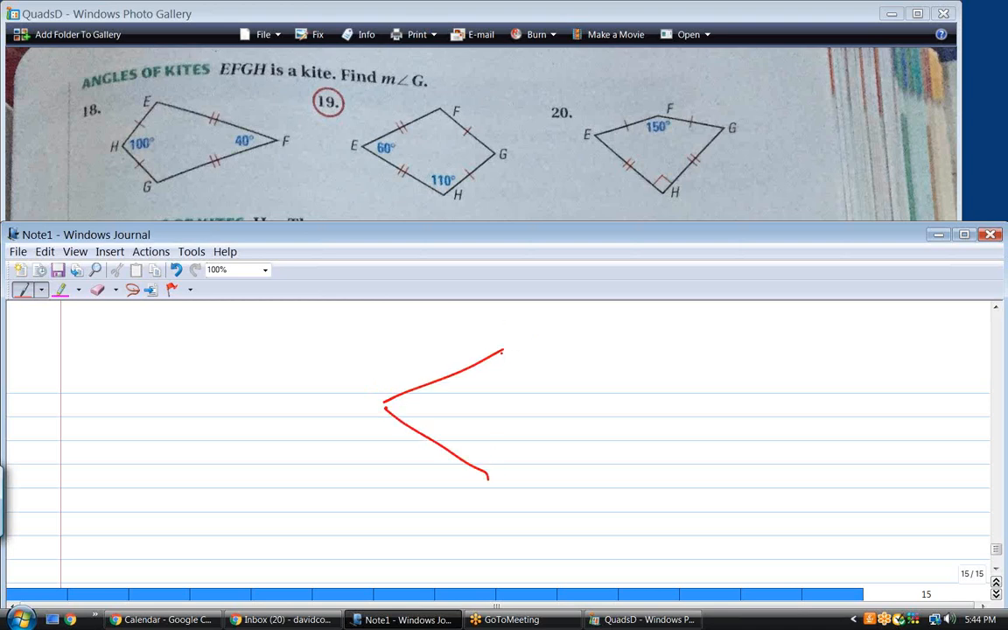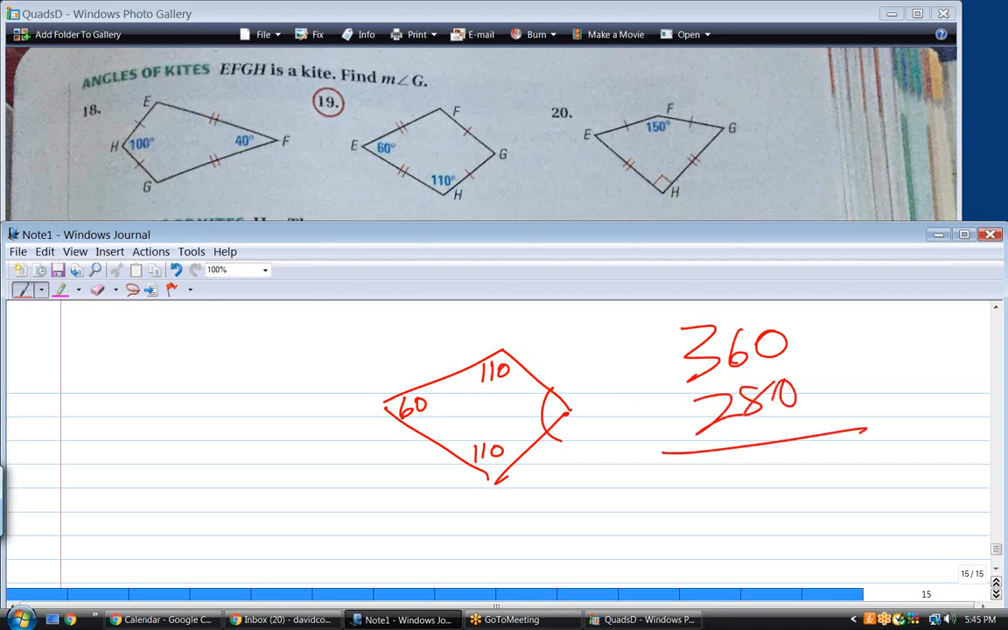So that's 60. That's 110. That's 110. So what does this have to be? It'd be 220 plus 60, 280. 360 minus 280 would be 120 minus 280. So that would be a 180. Yeah, 180. Or just 80. In other words, when I borrow the 1, it makes that 2.